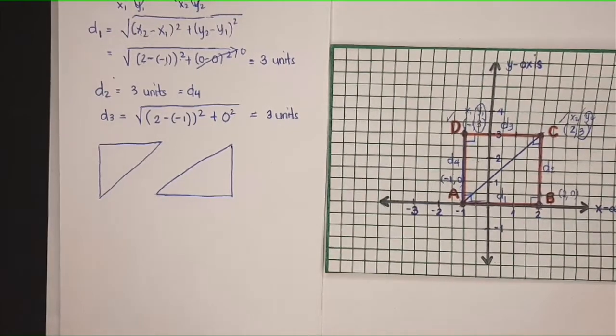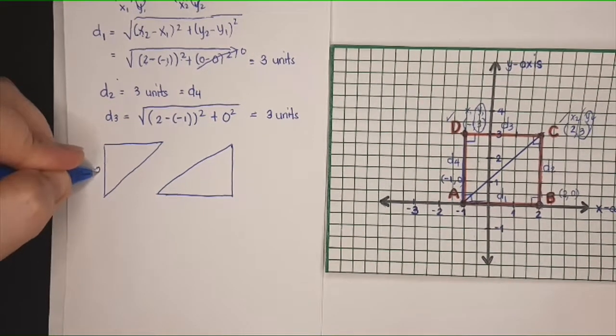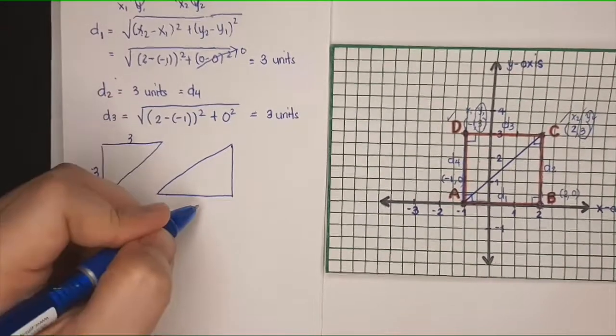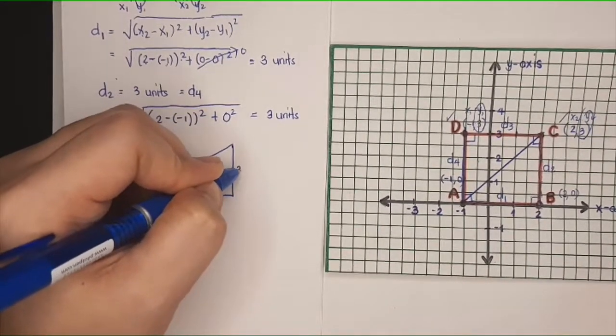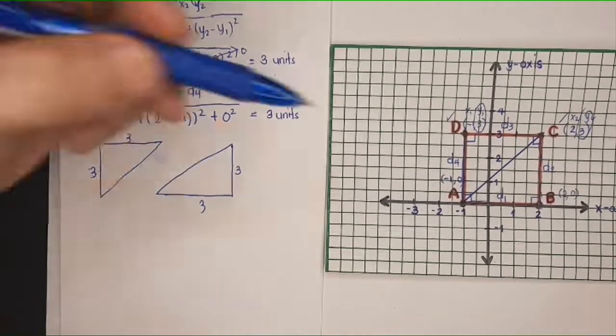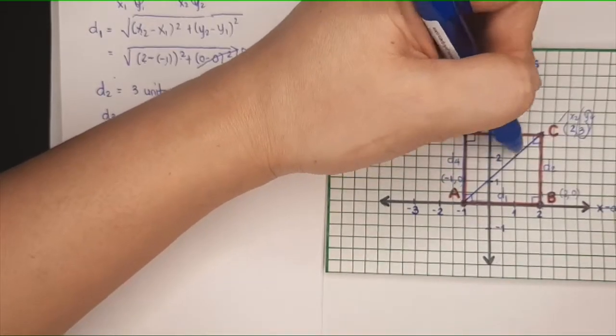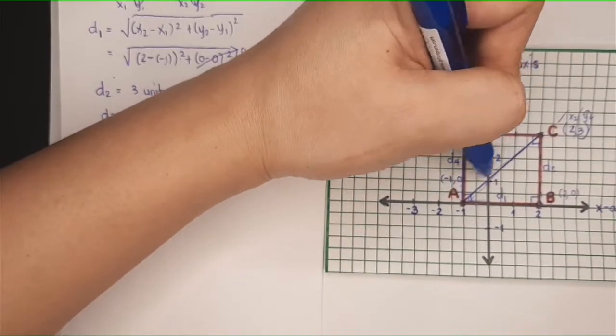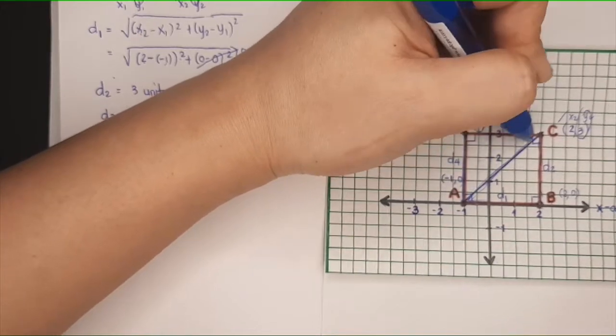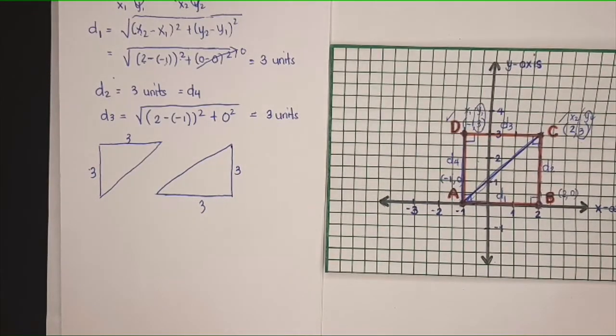Yeah? Okay, and then you may want to label the sides. Ito 3, right? Ito 3 din, right? Ito 3, ito 3. Ang hindi natin alam, gaano kahaba ito. Pero, kaya natin itong i-compute, right? Using the distance formula.